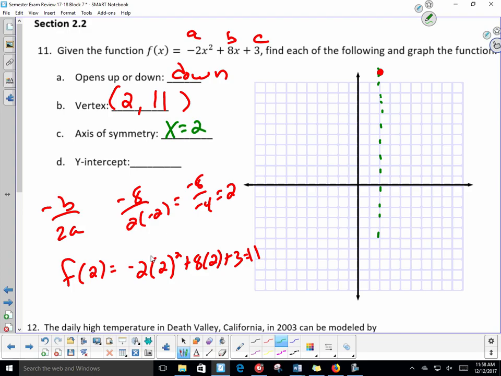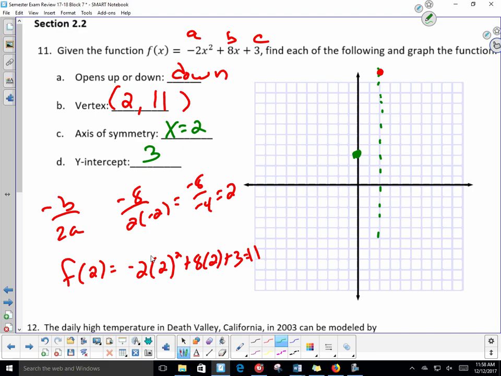Now, we have the y-intercept, Scott. What is the y-intercept? 3. The y-intercept is 3. And how did you get that? It's the C. So if this is 3, remember we found another point that we could graph. Do you remember how we would graph that other point?